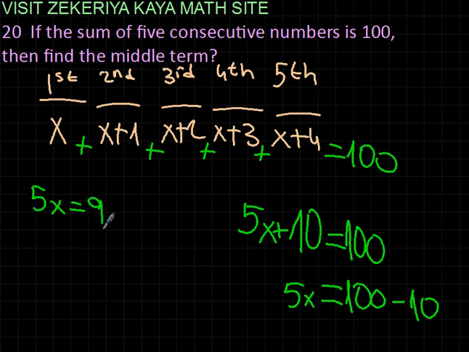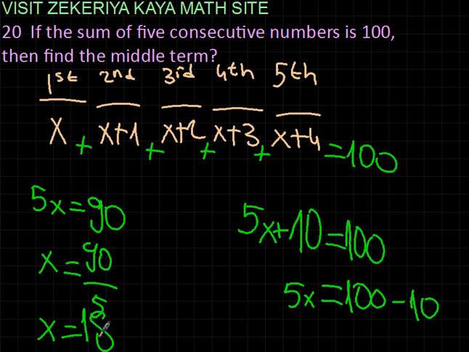Let me help you about this. So 100 minus 10 will be 90. X is equal to 90 over 5, which is equal to 18. X is equal to 18. Choose another color. Not that one, another. Yes, this is good. So under each letter, write the number 18. That is, the second one is 19. The third one is 20. The fourth one is 21.